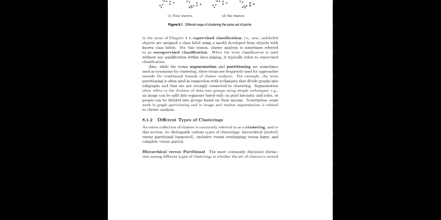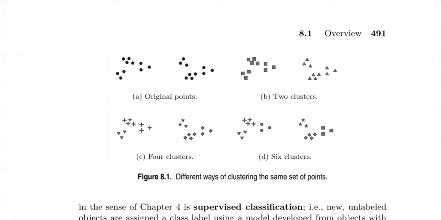Previous Venn diagrams, so these are the diagrams. This is two clusters, four clusters, six clusters. These are partitional clustering. Hierarchical clustering again represents nested clustering at each level: one, two, four clusters. Figures B, C, D show the partitional clustering, and A, B, C, D, all four figures, we represent as hierarchical clustering. This is regarding partitional versus hierarchical clustering.